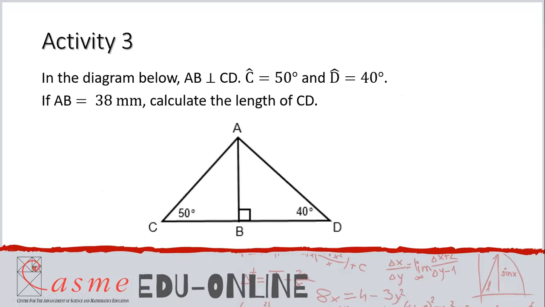Right. Next activity. We are given the diagram. Here we've got AB perpendicular to CD, the line segment AB perpendicular to the line segment CD. And we've got our angle C is 50 degrees and our angle D is 40 degrees. Then we're told that AB is 38 millimeters and you must find the length of CD. Wow. How do we find the length of CD?